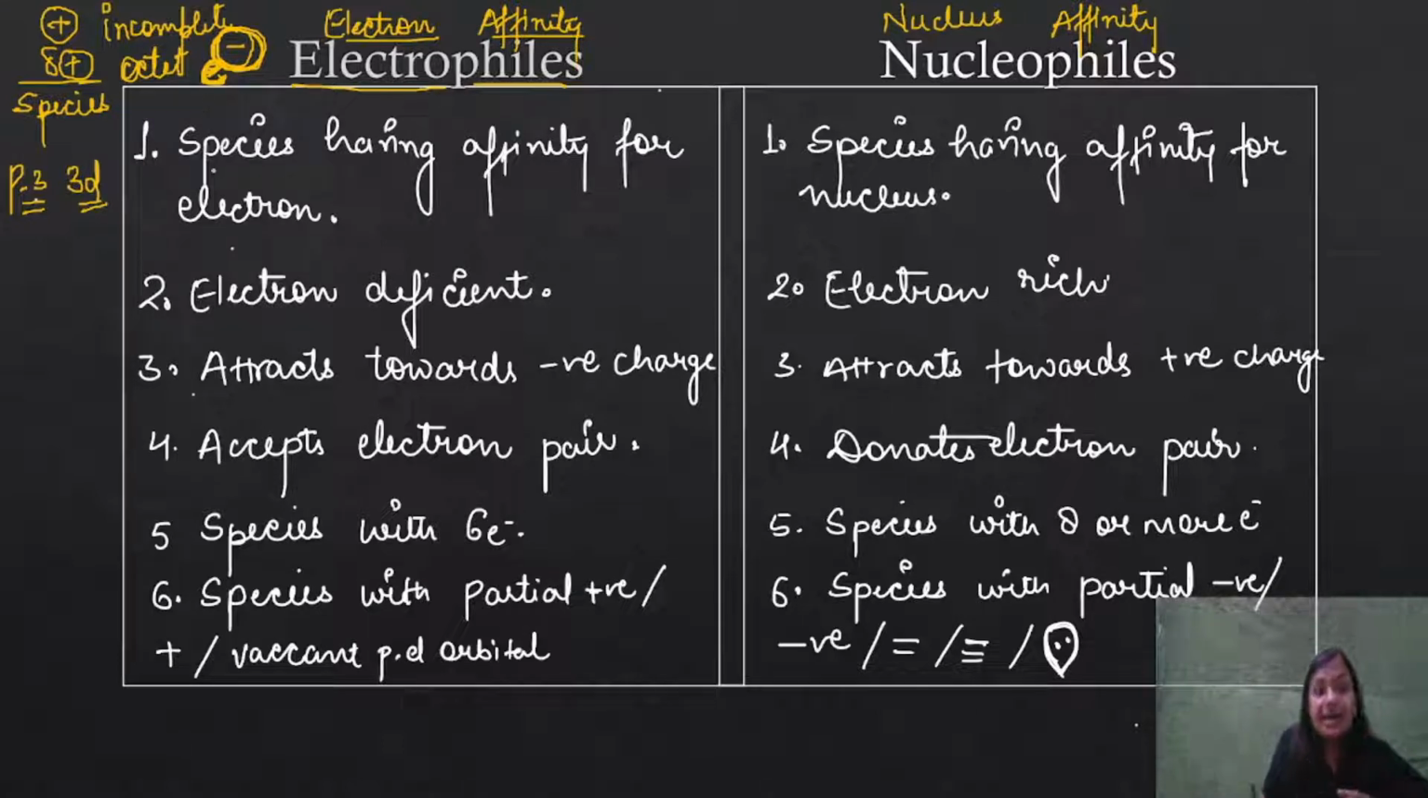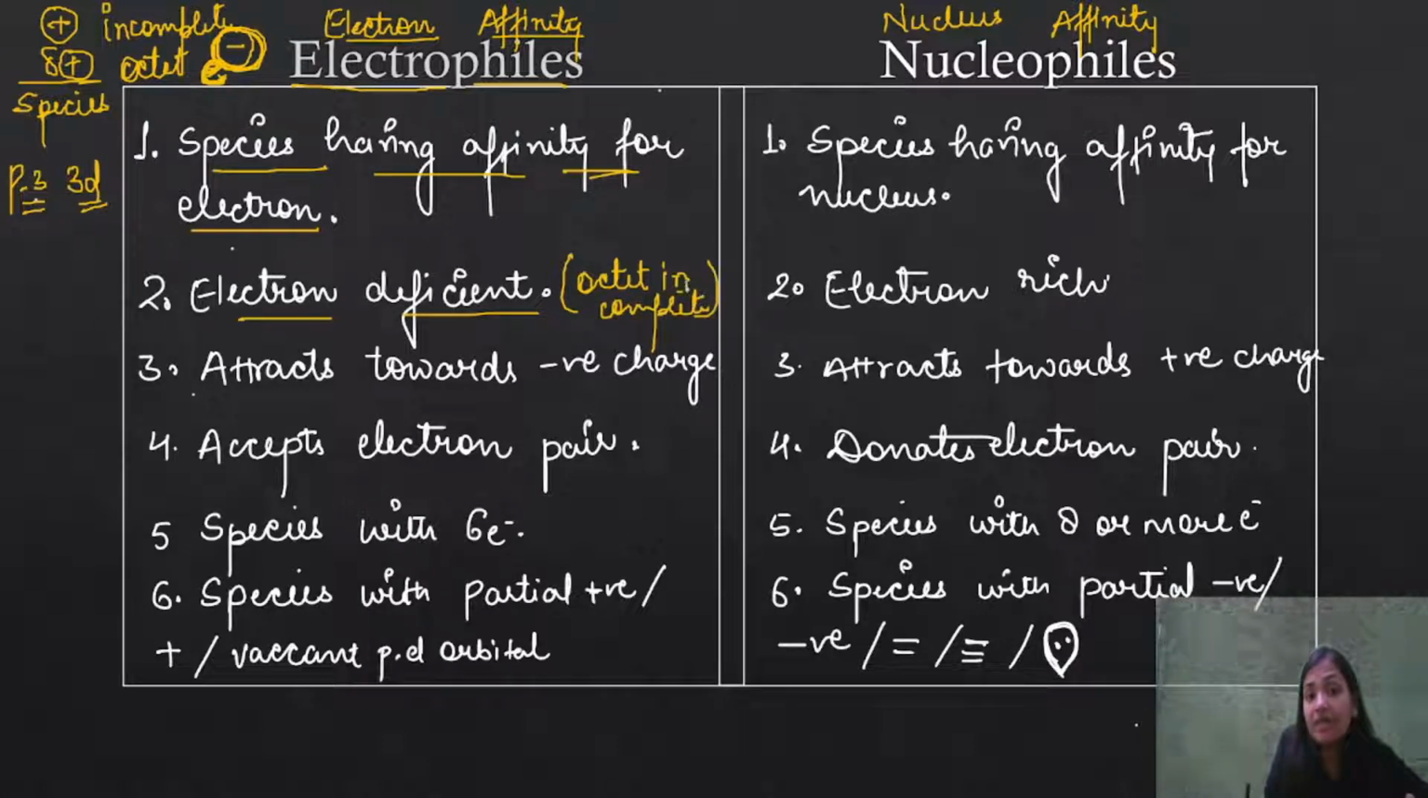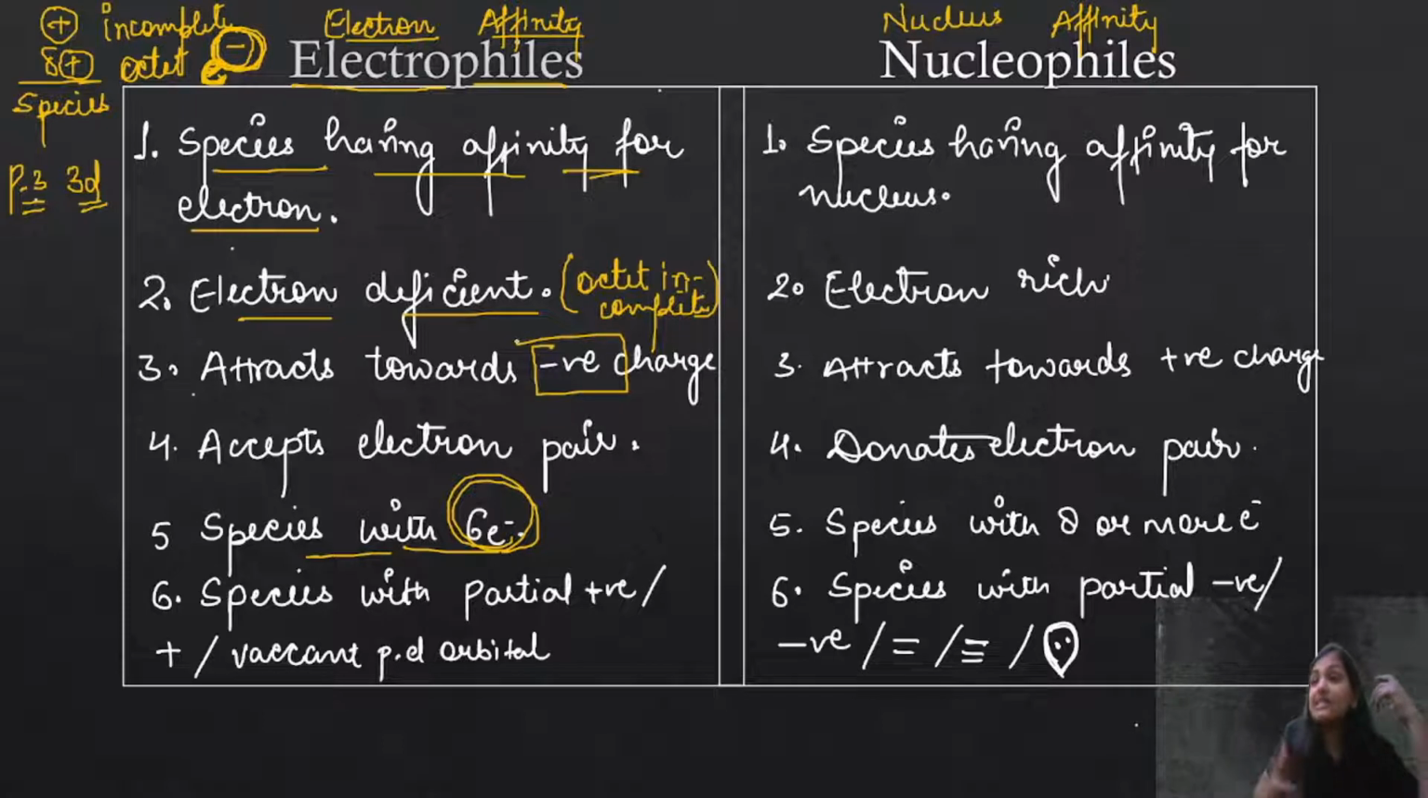So I could say that species having affinity for electron must be electron deficient. Electron deficient means their octet is incomplete. Usually when their octet is incomplete, they are having 6 electrons, and the species with 6 electrons are said to be electrophiles. Now, not necessarily if they are having a positive charge, of course we know that opposite attracts. If they have a positive charge, there might be a possibility to become neutral, because neutrality is the key. Neutrality means stability. So if any of the species shows attraction towards the negative charge, it is said to be electrophilic.